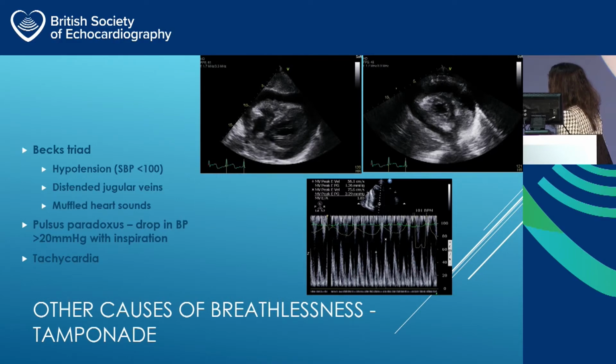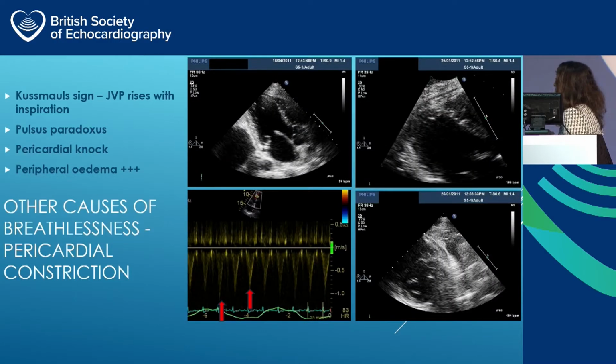Put your respiratory trace on, and at the beginning of inspiration, you get a big drop of at least 25%, and that is the echo equivalent of your pulsus paradoxus. And also your patient will be tachycardic if they've got a tamponade. Tachycardia is always a very helpful sign.